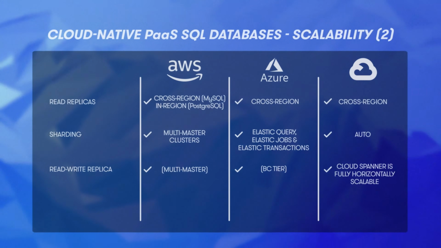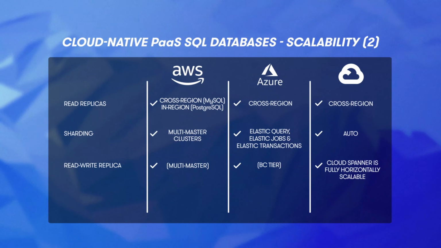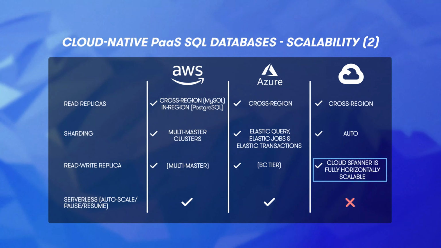From a horizontal scale perspective, all three providers have an impressive set of capabilities. They all provide cross-region read replicas, sharding capabilities, and read-write replica options. The clear standout though is Cloud Spanner, with automatic sharding and horizontally scalable read-write. Both Azure and AWS offer serverless pricing, which includes auto-scale, auto-pause, and auto-resume capabilities with pay-for-use pricing, which is great for intermittent and non-production workloads.